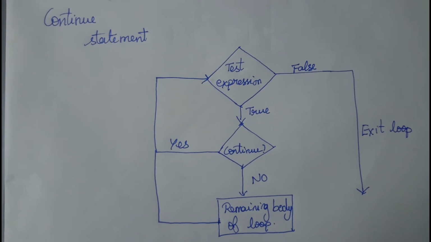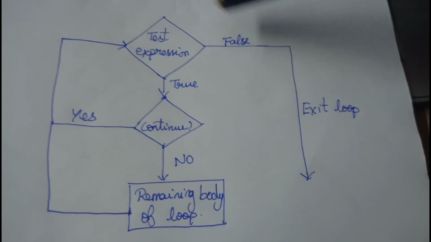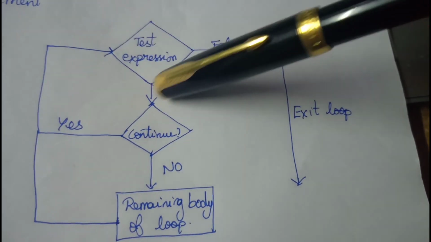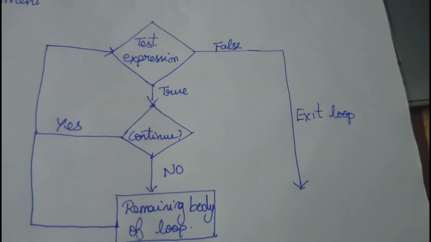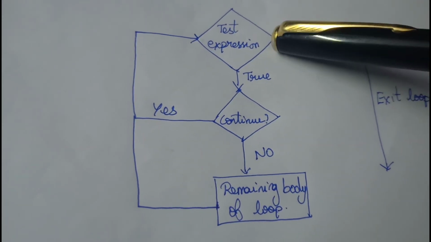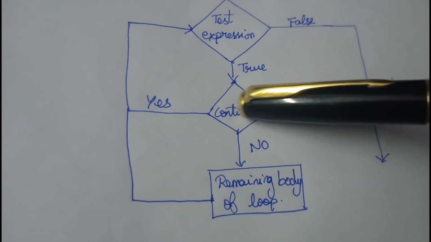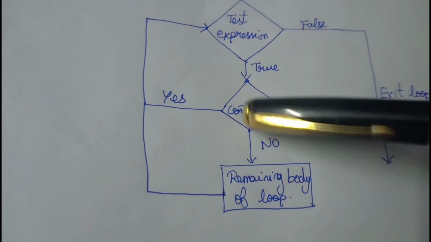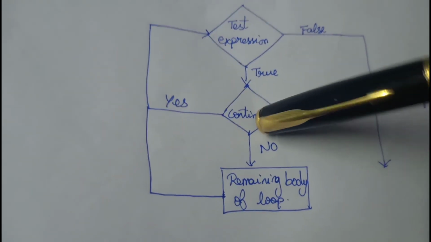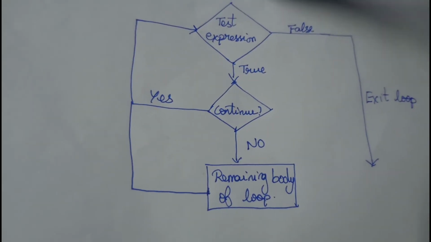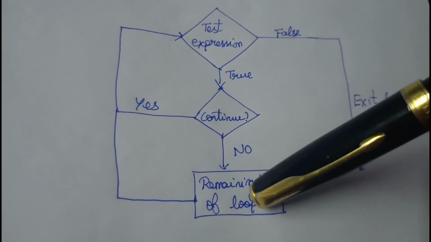So here comes our second jumping statement, that is the continue statement. This is the flowchart for the continue statement. At first it checks the test expression. If the test expression is false, it directly comes out of the loop. Or else if the test expression is true, then the body of the loop will be executed. If there is any continue statement inside the body, then the execution of the statements inside the body of the loop for the current iteration will be skipped and the control jumps to the beginning of the loop for the next iteration. If there is no continue statement, then the remaining body of the loop will be executed.